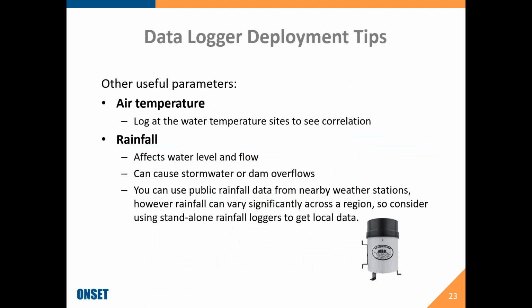Other useful parameters are air temperature. You may remember the earlier graph I showed where you could see a definite correlation between air temperatures and the stream temperatures. So usually that's important to monitor as well. And rainfall. You can deploy standalone rainfall loggers, such as this one, which is one of ours, to see what rainfall fell in that area, and so you can correlate that with stream level rises and temperatures and other factors in the stream.